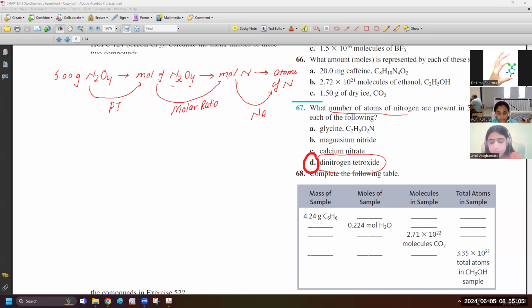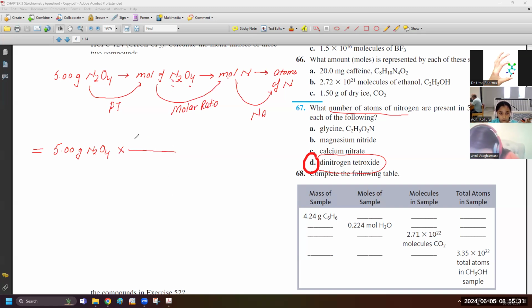Avni, any questions? So, shall we start? So, how to start? Start with what is given to you. What is given? 5.00 grams of dinitrogen tetroxide. Okay. Plug in the first ratio to get the moles.